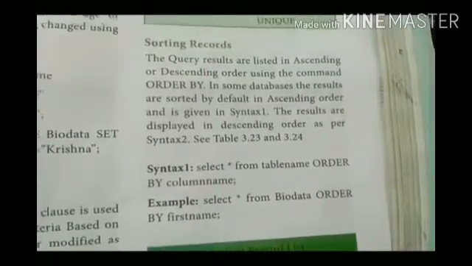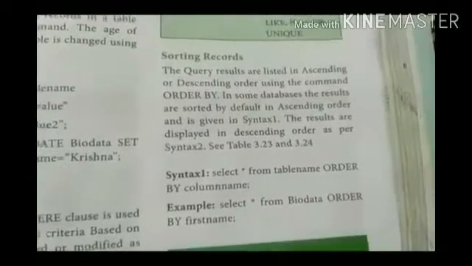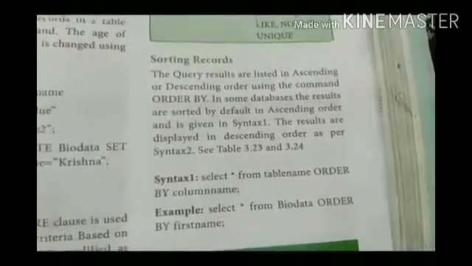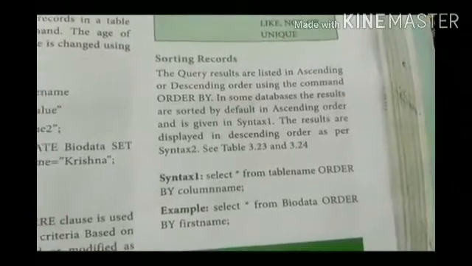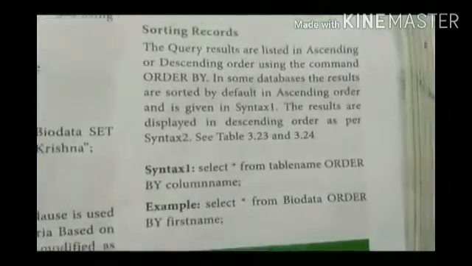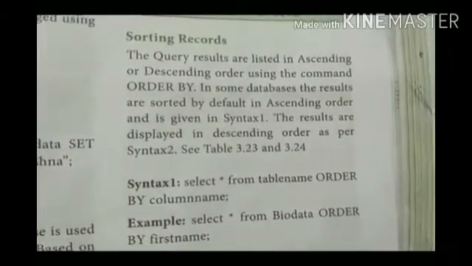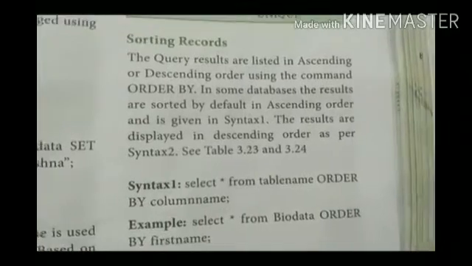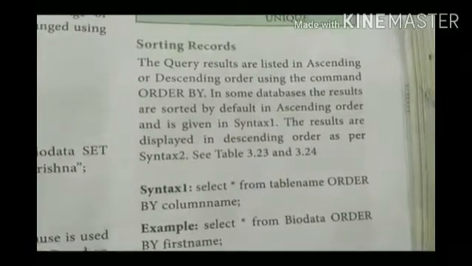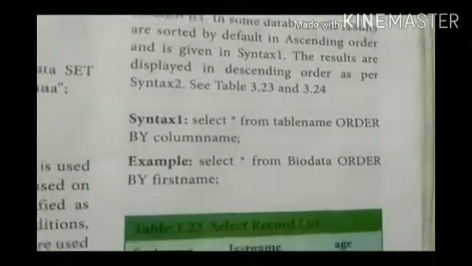The next topic we are going to see is sorting records. What is meant by sorting? Last year itself we studied what sorting is. Arranging the records in some order, either ascending or descending, is said to be sorting records. So if you want the query result listed in ascending or descending order, you have to use the command ORDER BY. To sort the records, what command are we using? It is ORDER BY.